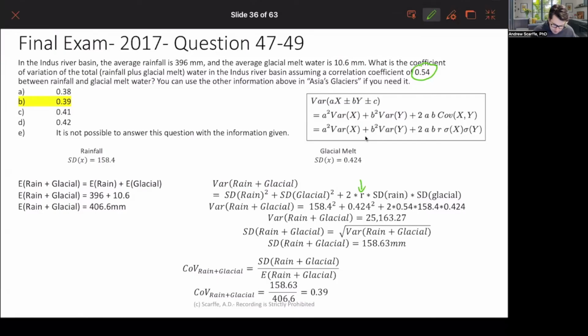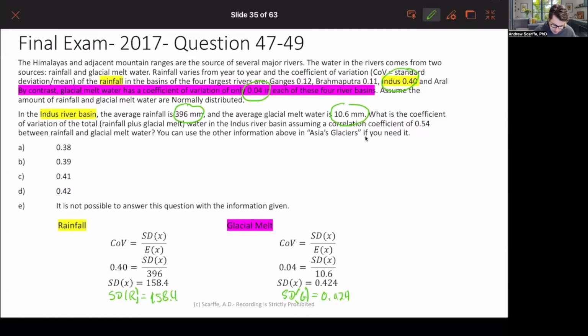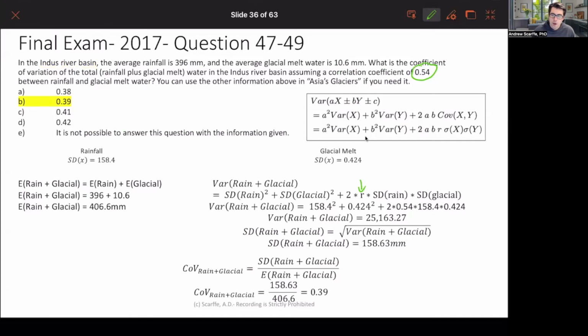We get our standard deviations from what we calculated on the previous slide, our standard deviations of both rainfall and glacial melt. We can sub those values into our equation, to which we get our variance of rain plus glacial melt to be 25,163.27. And this is going to be in millimeters squared, which doesn't make any sense, so we're not going to worry about the units too much.